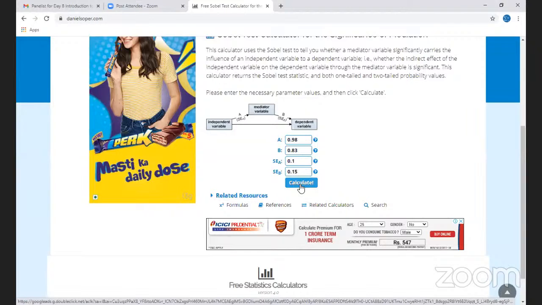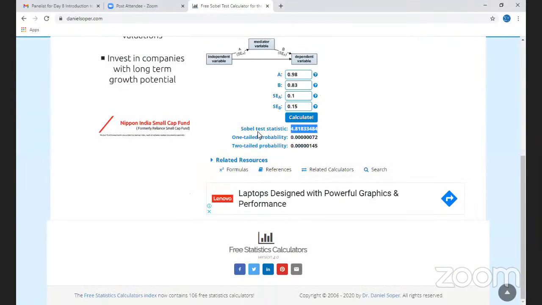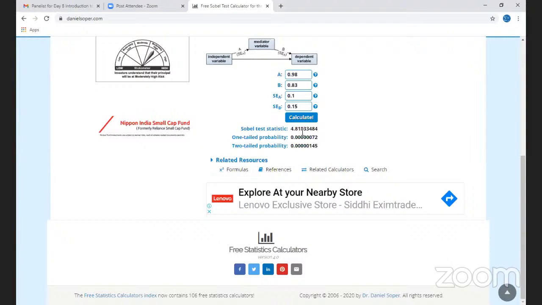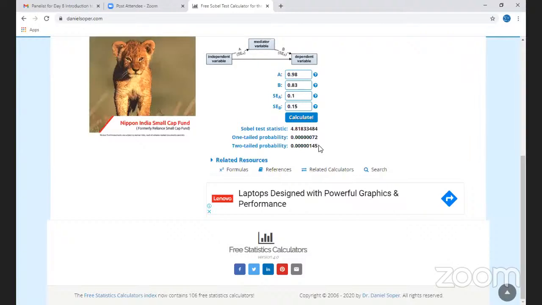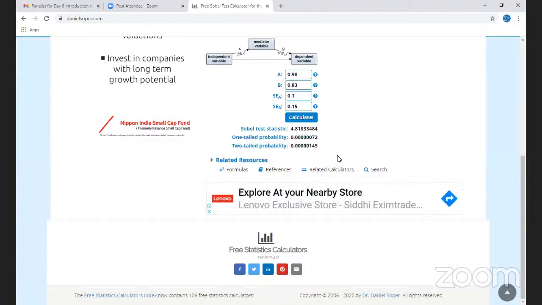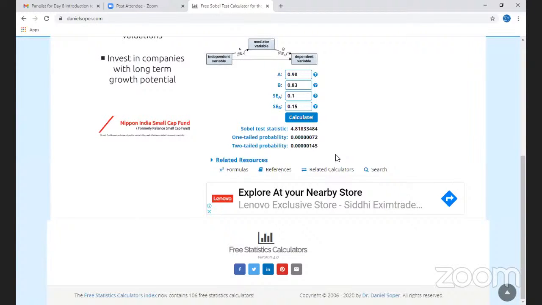And then we calculate it, and after calculation we will get the result. It's a hypothetical value, I did not put it here. It was already a value. So here we can see the Sobel test value is 4.81, and what is the p value? The p value is less than 0.05. It means the indirect effect is significantly contributing. If it is not significant, then there is no impact of mediation.